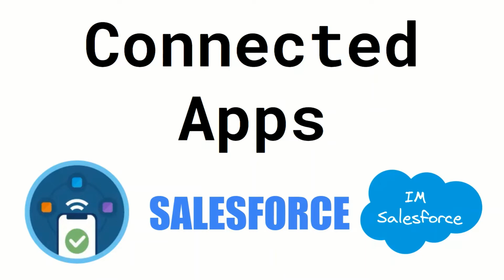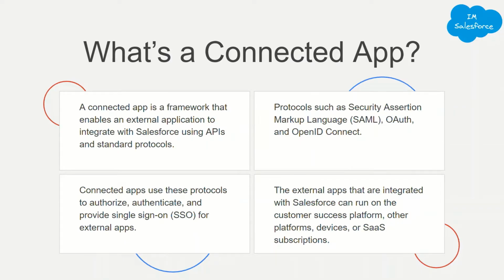So let's start. What is a connected app? A connected app is a framework that enables an external application to integrate with Salesforce using APIs and standard protocols. The protocols can be Security Assertion Markup Language, that is SAML, OAuth, and OpenID Connect. Connected apps use these protocols to authorize, authenticate, and provide single sign-on for external apps.